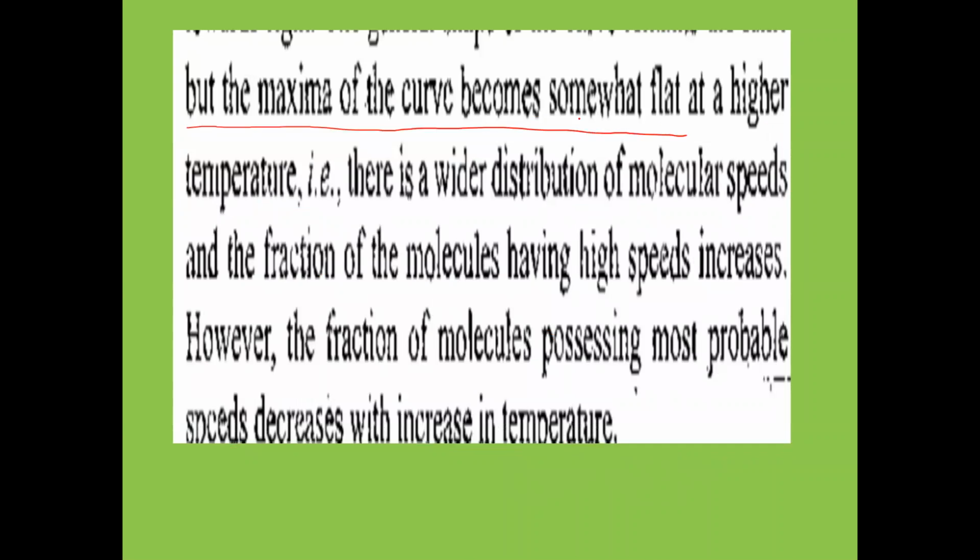Somewhat flat. The maximum means peak. The peak of the curve becomes somewhat flat, which means the height will decrease. So at a higher temperature, when temperature is increased, the peak of the curve becomes more flat. That is, there is a wider distribution.